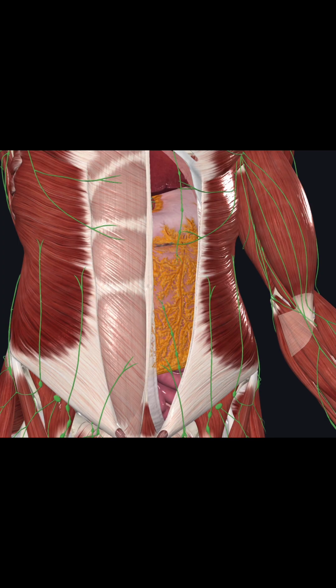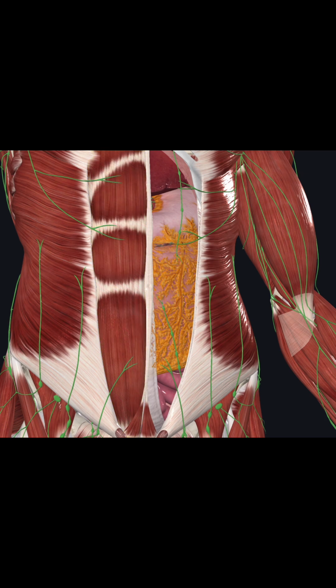The natural lines of cleavage in the skin are constant and run downward and forward, almost horizontally around the trunk. The umbilicus is a scar representing the site of the attachment of the umbilical cord, which is situated in the linea alba.